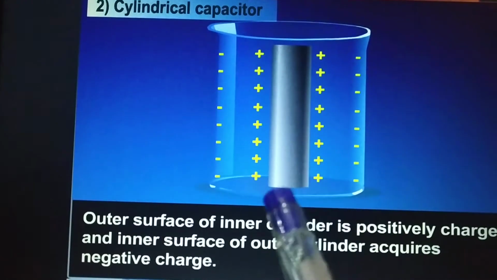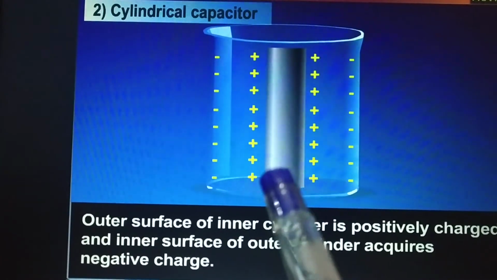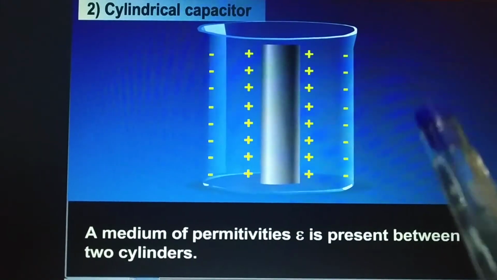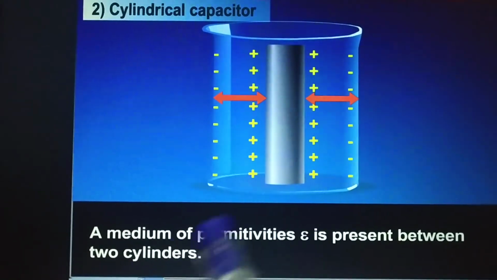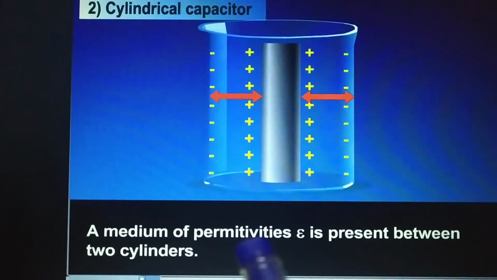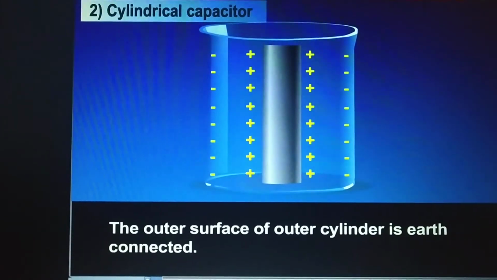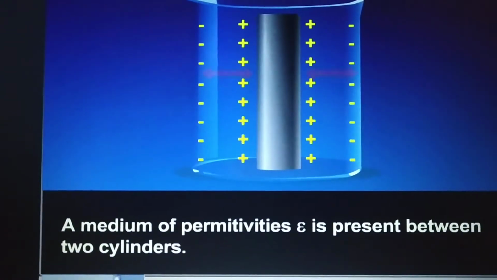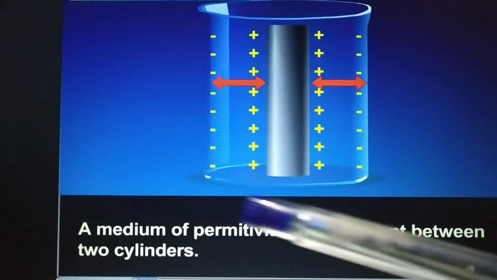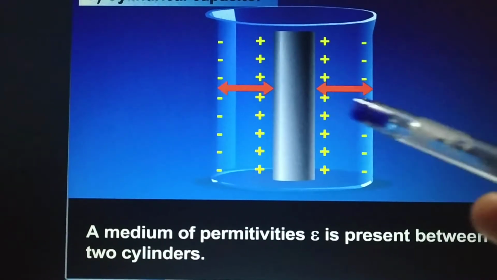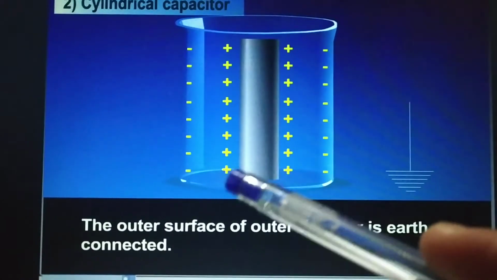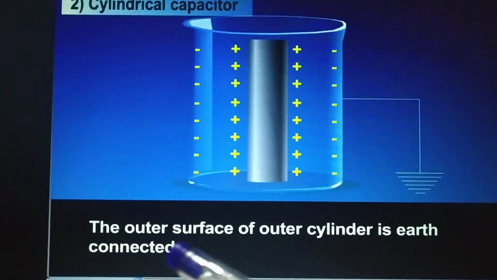In the parallel plate case we considered two plane conductors. Here, cylindrical means two cylindrical conductors. A medium of permittivity epsilon is present between the two cylinders. The outer surface of the outer cylinder is earth connected.